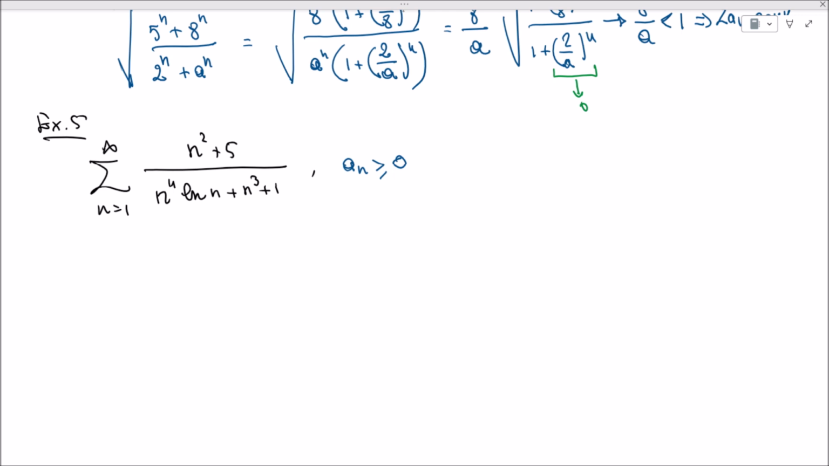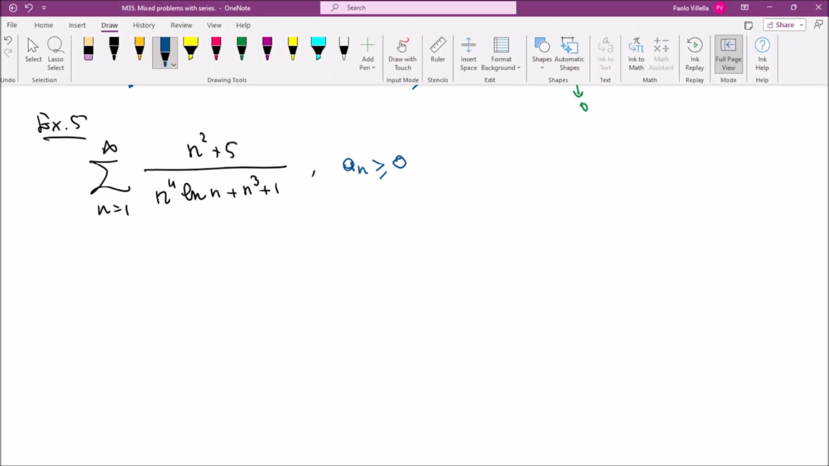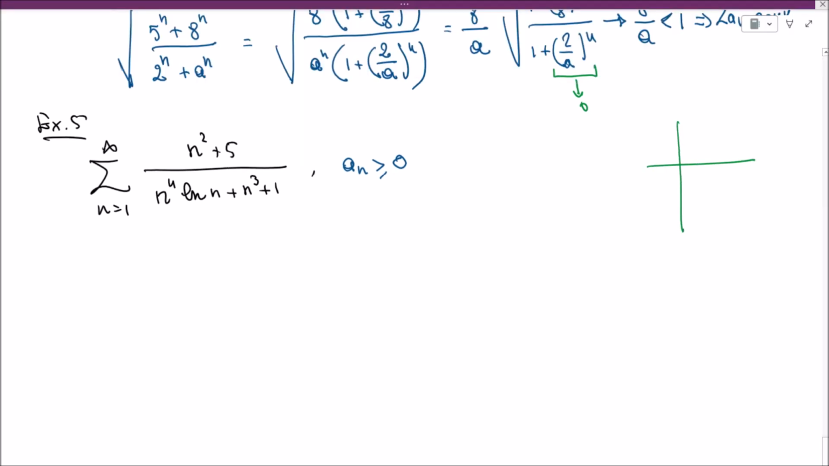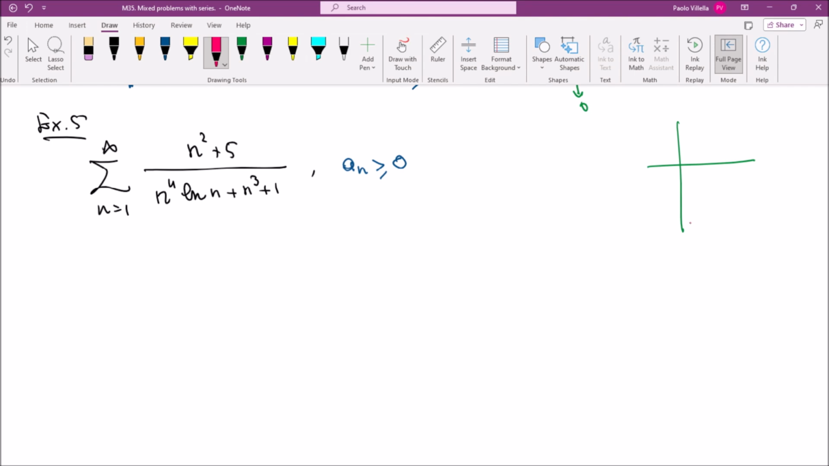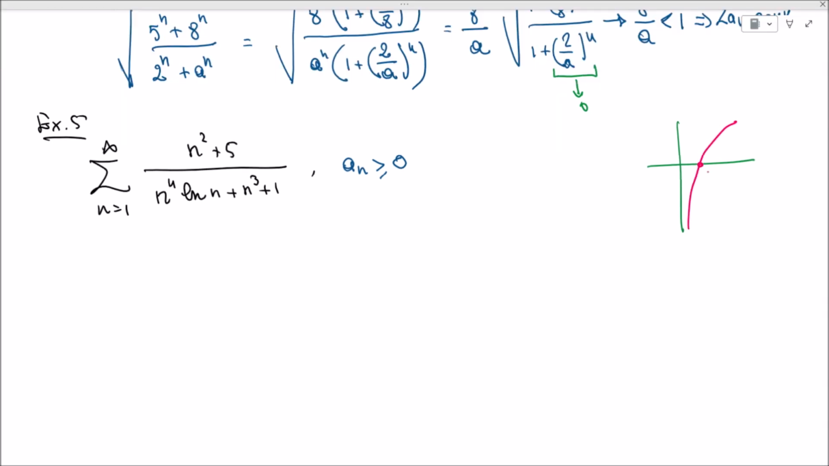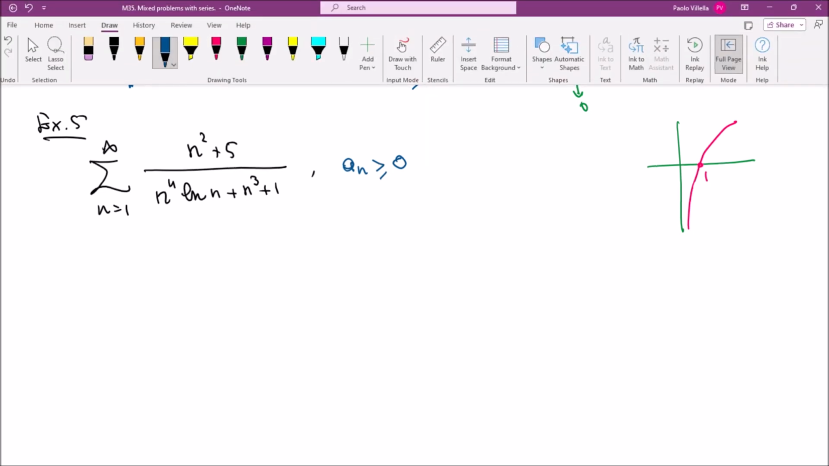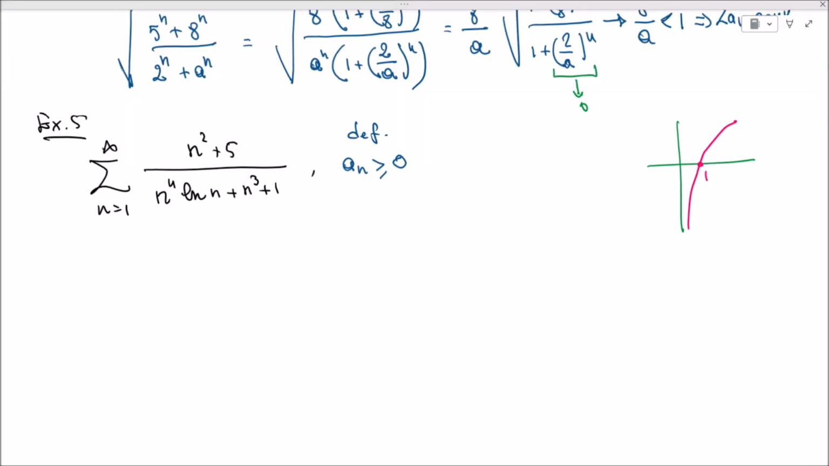Remember the graph of the logarithm. In order to have logarithm larger than 0, n must be larger than 1. So we can say that this is definitely true, which is what really counts. But we need to check now if the necessary condition is verified.